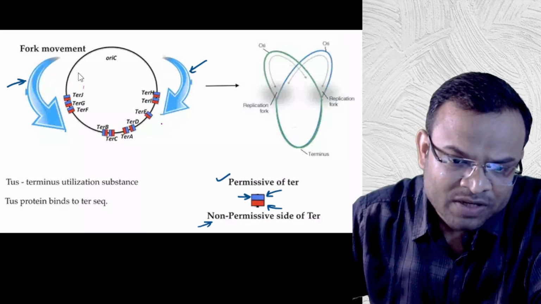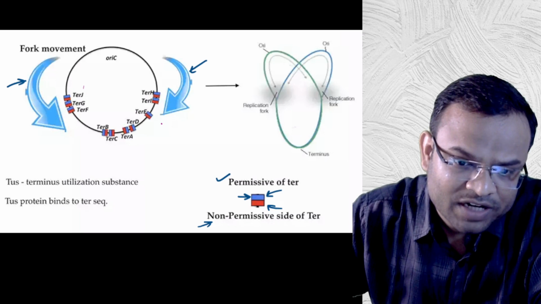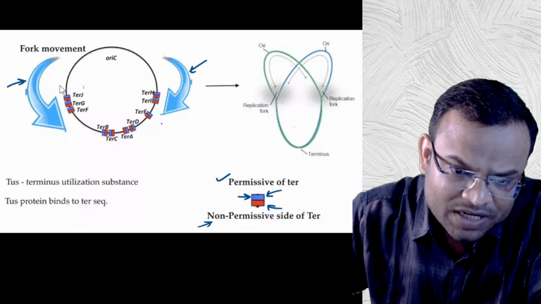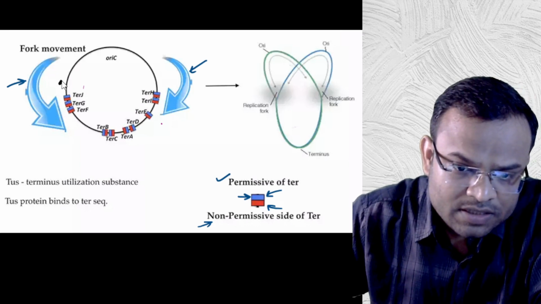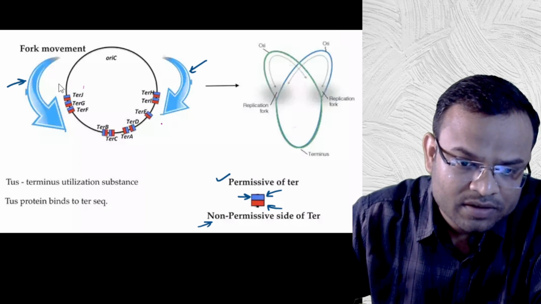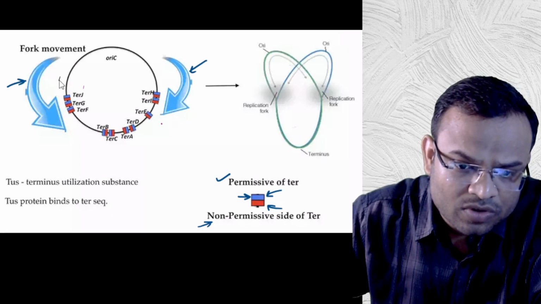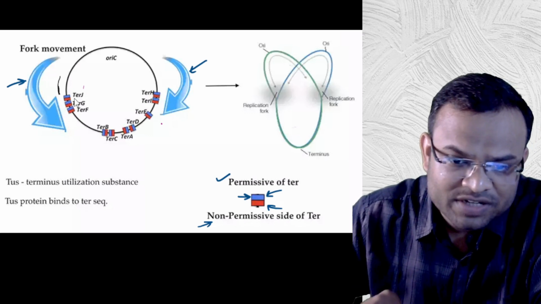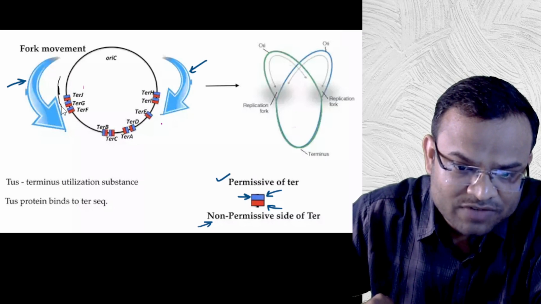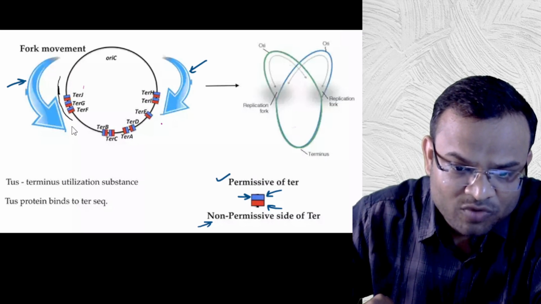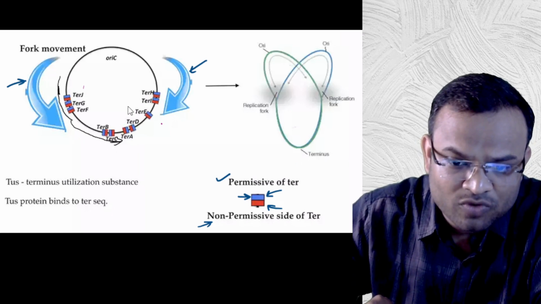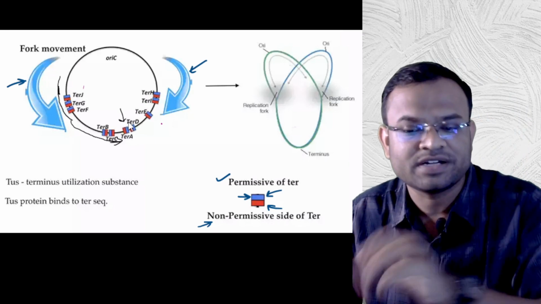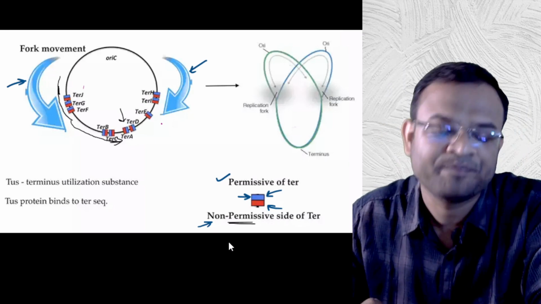Now look at this. So when the replication fork is moving, let me show you with the help of a black pen. When the replication fork is moving, suppose in this direction, yes. So what will happen? So this is how the replication fork would be moving. Firstly, blue colored representation is there. That means this is permissive. Again, this is permissive. Again, this is permissive. It is moving forward, moving forward, moving forward. Again, this is permissive, but over here, now it cannot move forward. Why? Because there is a red colored representation. That means it is non-permissive side of TUR.